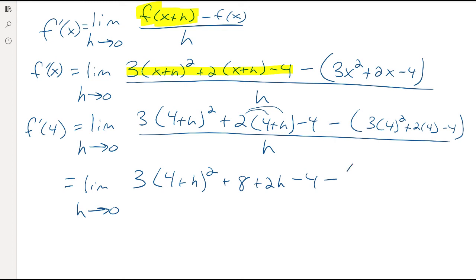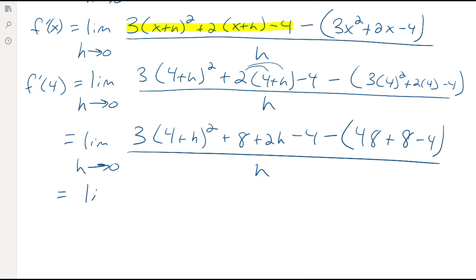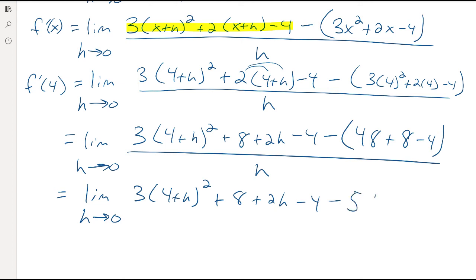And then minus, what I'm going to do here is work out my parentheses. So 4 squared, we square first. So 4 squared is 16. 16 times 3 is 48. Plus 2 times 4 is 8, minus 4. This is all over h. And then let's see what we can do to clean this up. 3 times 4 plus h quantity squared plus 8 plus 2h minus 4 minus, let's see, 48 plus 8 is 56. 56 minus 4 is 52. So the parentheses works out to give us 52.